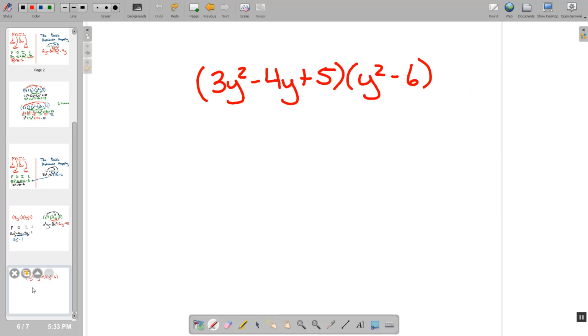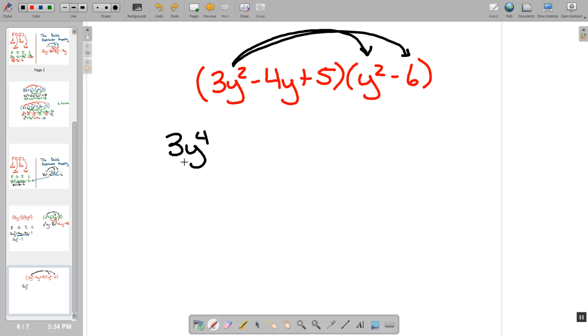And this problem right here is why I don't prefer foiling, because we have a trinomial times a binomial, which means we could distribute these terms backwards, or we can distribute these terms forwards, which is what I'm going to do. So I'm going to look at the first term in the first parenthesis, and I'm going to distribute it to every term in the opposite parenthesis. 3y squared times y squared is 3y to the fourth power. 3y squared times negative 6 is negative 18y squared.